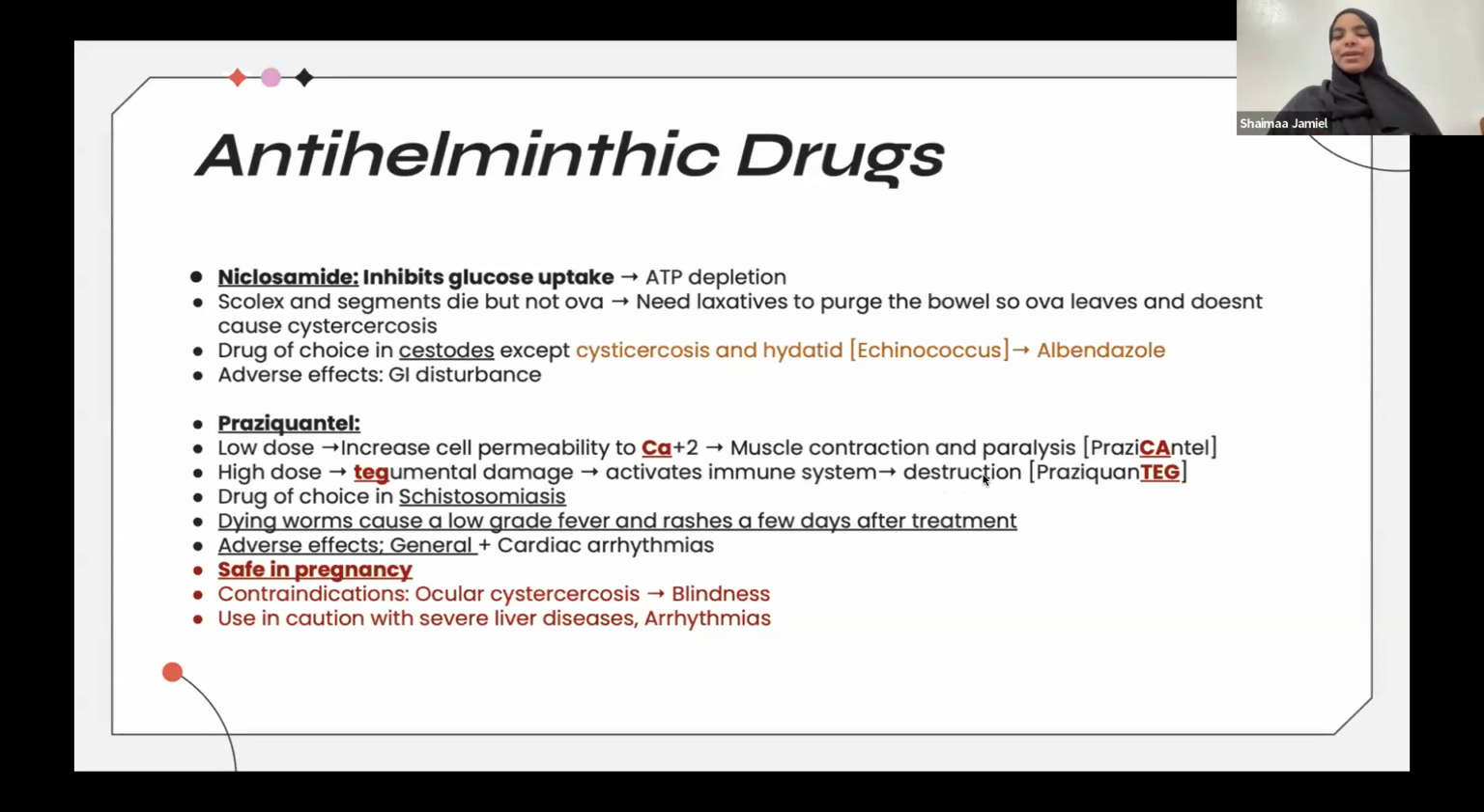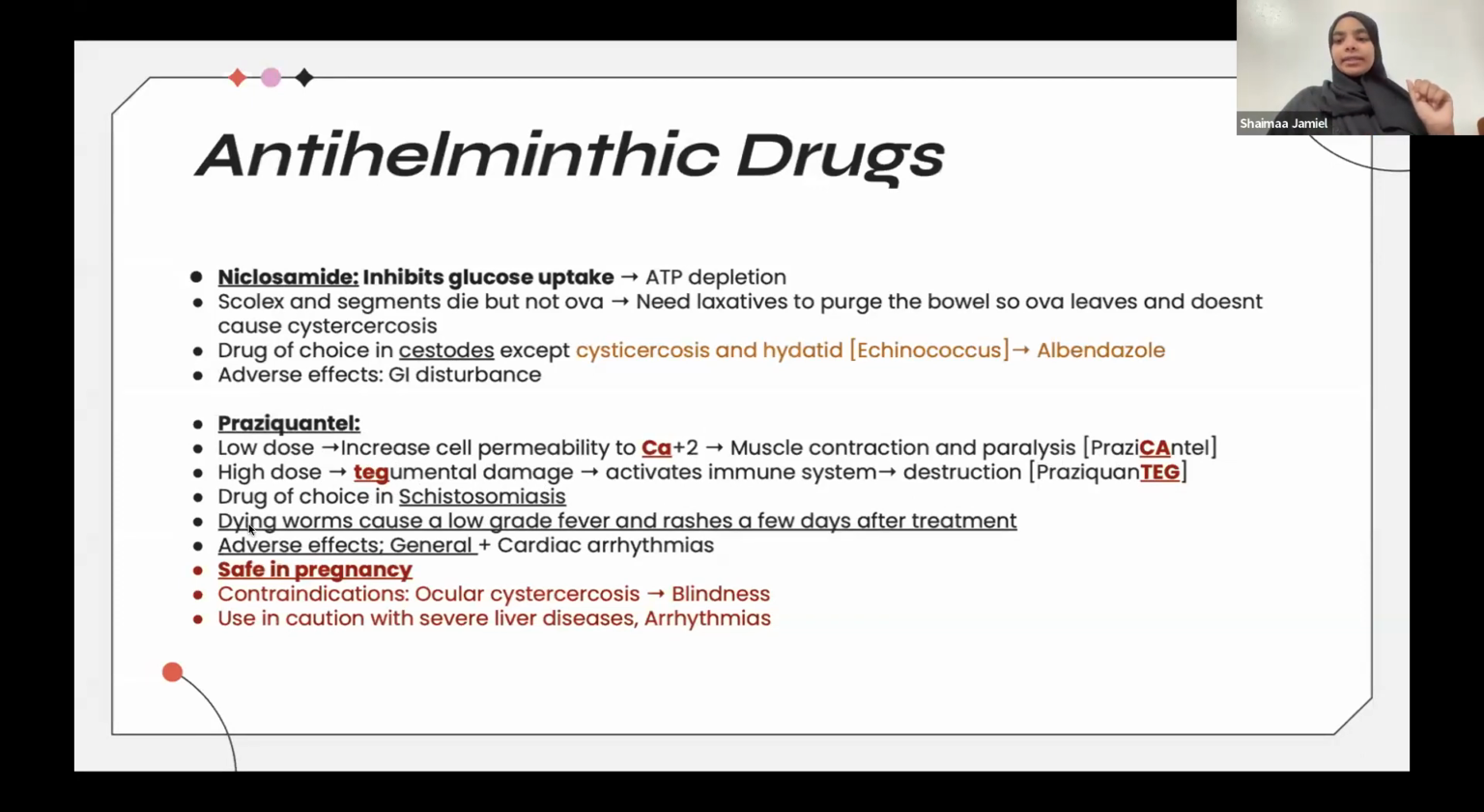Whatever it is, the worm, okay? And again, instead of saying praziquantel, you can say praziquantel. So at low doses, it's calcium. At higher doses, it also causes tegmental damage. And this is the drug of choice in schistosomiasis. So niclosamide for cestodes, praziquantel for schistosoma, okay?